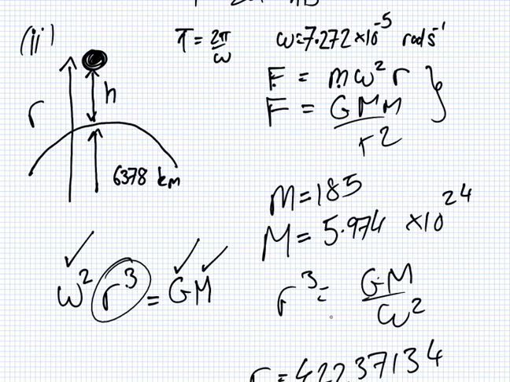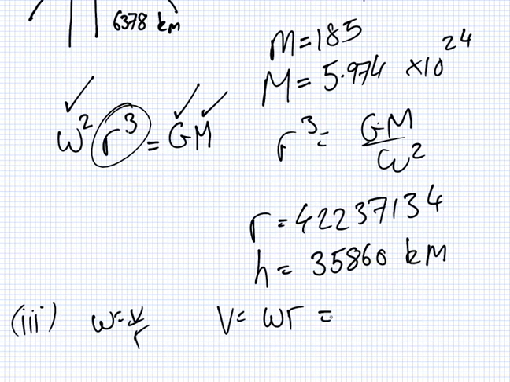The omega is 7.272 times 10 to the power of minus 5. And what was the orbital radius? It was 42,237,134 meters. So the velocity is 3071 meters per second. Right.